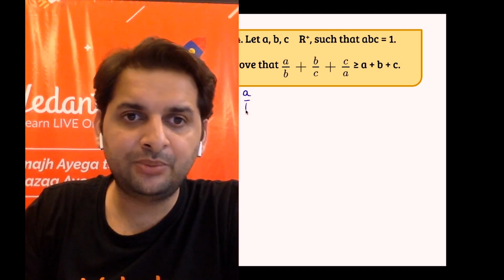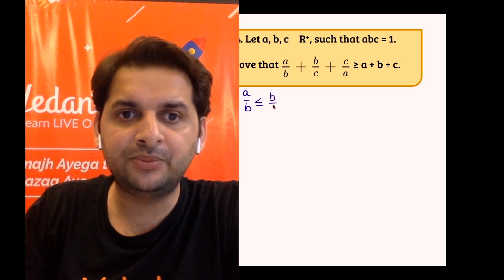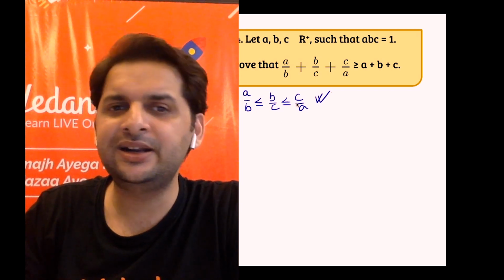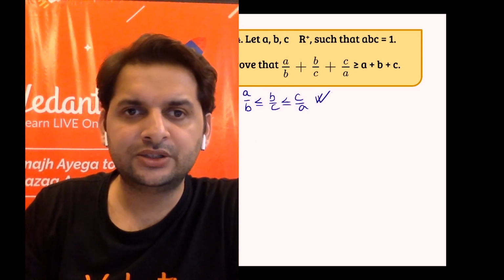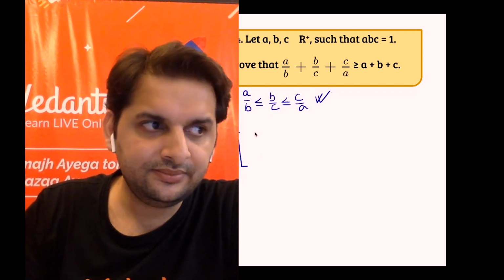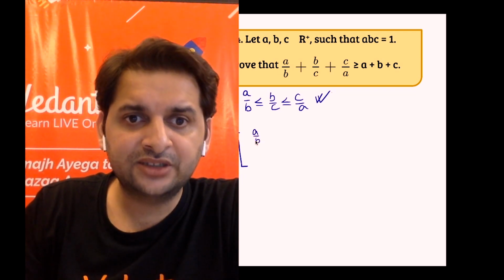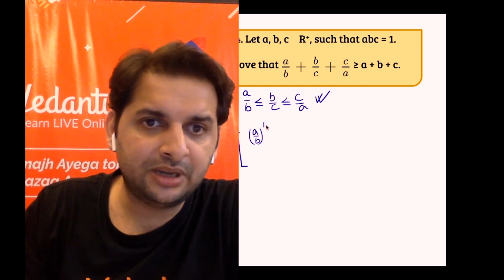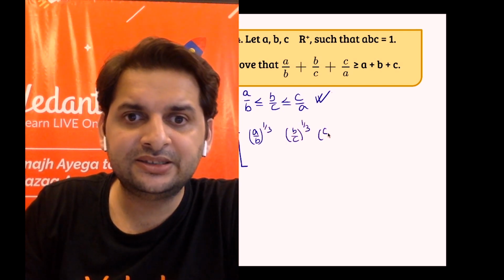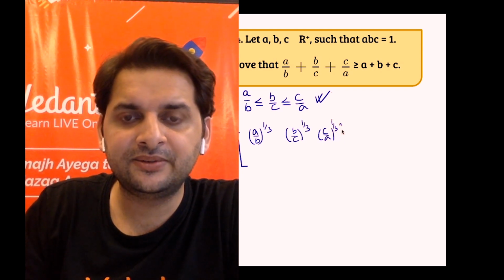So assuming A/B ≤ B/C ≤ C/A, for some A, B, C, without loss of generality, this would be true. So what I do is, for the first row, I take (A/B)^(1/3), (B/C)^(1/3), (C/A)^(1/3).